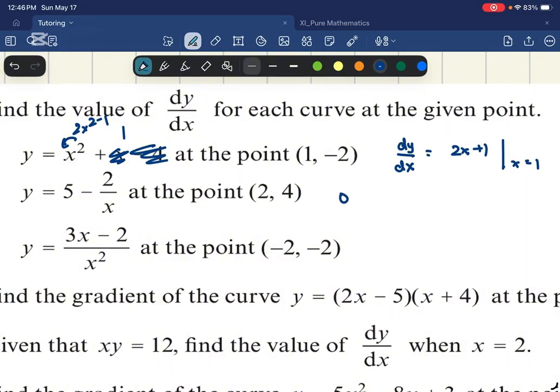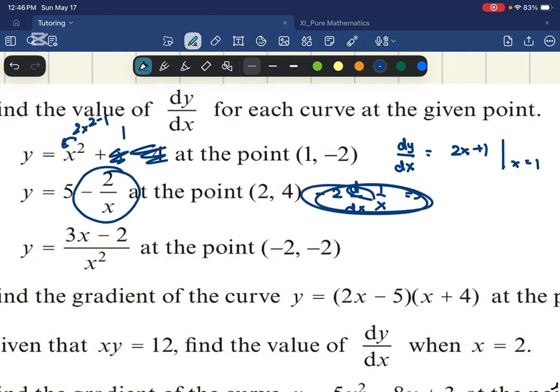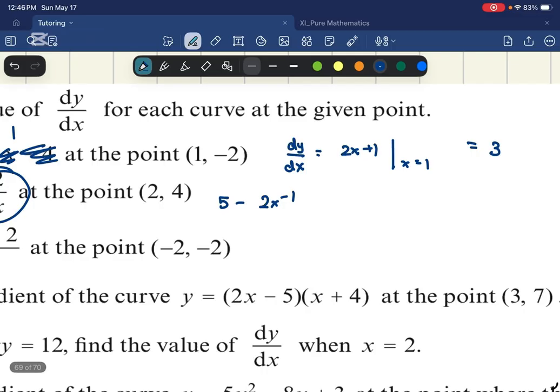All right. It's the same here. The first term is going to differentiate to 0. And then we have minus 2 d by dx of 1 over x. And we know this, right? Or you can also think of it as 5 minus 2x to the power minus 1. This differentiates to 0. Minus 2 times minus 1 comes to the front if you differentiate it.